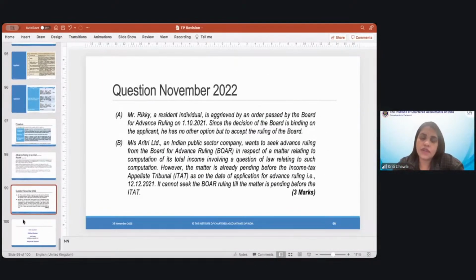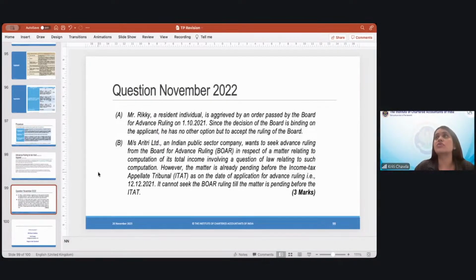Finally, what we have are the questions. This is a question which is based on November 2022, based on authority for advance ruling. If you read through the first question, it says, Mr. Ricky, a resident individual, is aggrieved by an order passed by the board for advance ruling on 1st October 2021. Since the decision of the board is binding on the applicant, he has no other option but to accept the ruling of the board. Well, this particular statement, if you see, is absolutely incorrect. And why is it incorrect?